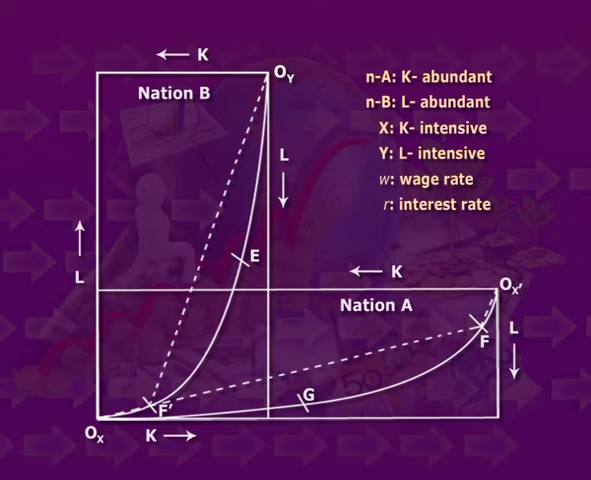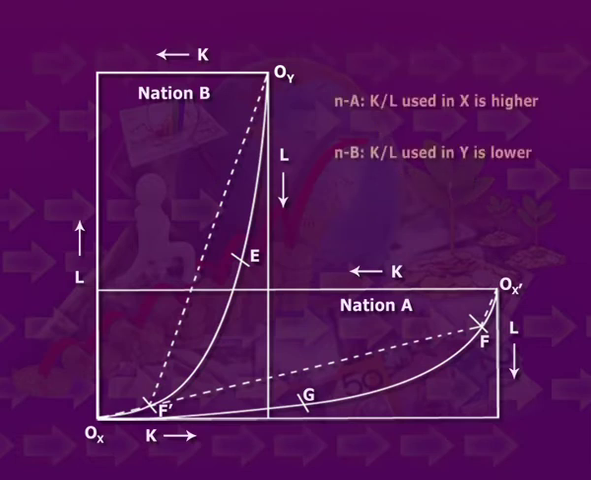Nation A uses a higher amount of capital and a smaller amount of labor in the production of both commodities than nation B. The productivity of labor is higher and the productivity of capital is lower. Therefore, we can say that W is higher relative to R in nation A than in nation B. The KL ratio used in commodity X is higher in nation A than in nation B. Similarly, the KL ratio used in commodity Y is smaller in nation B than in nation A.